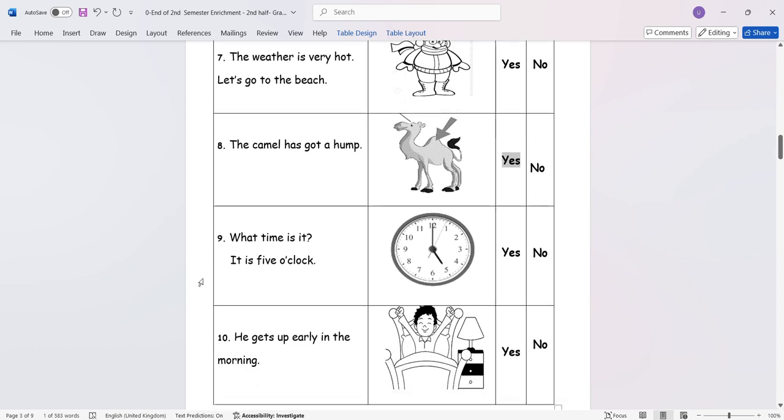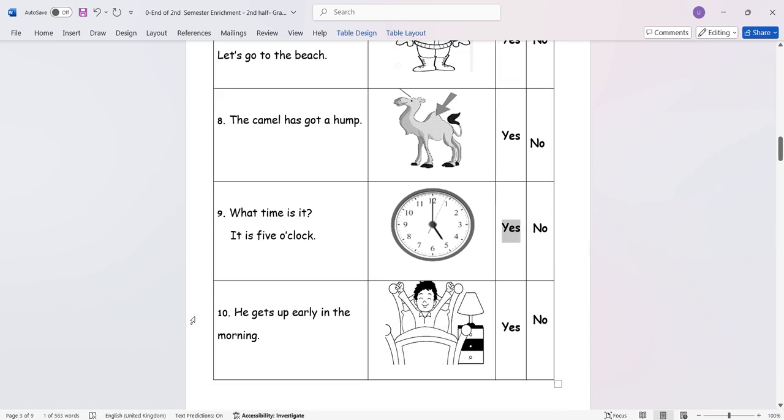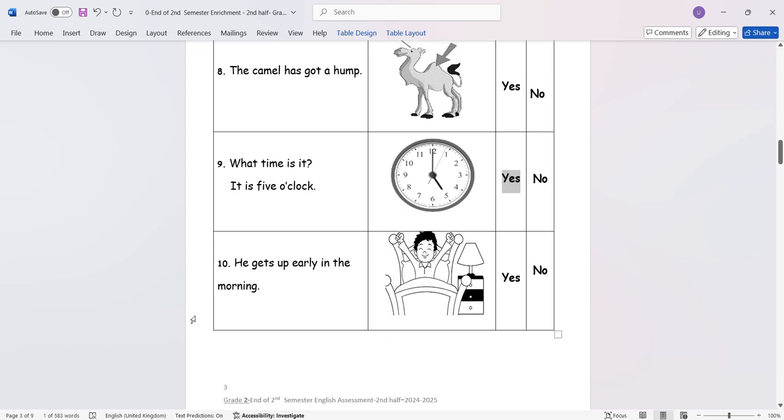Now we move to number 9. This sentence says, what time is it? The answer is it's 5 o'clock. We check the picture. Is it 5 o'clock? Yeah, that's true. So we put circle around yes. Number 10. He gets up early in the morning. Yeah, that's right. We look at the picture. So we put a circle around this picture, yes.